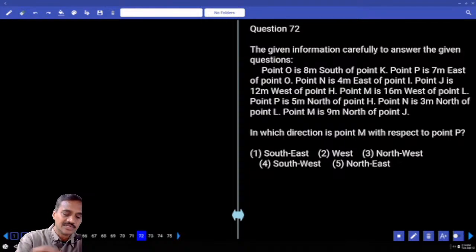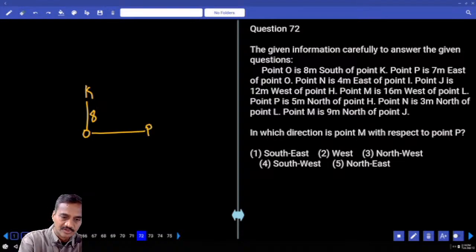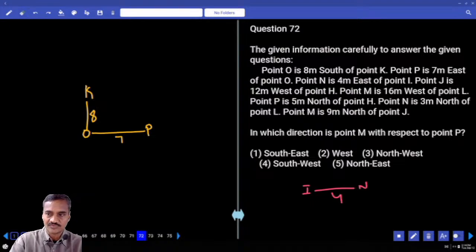Now O is 8 meters to the south of K. Where is K? O is 8 meters to the south of K, the distance is 8 meters. And P is 7 meters to the east of O. Now this is P, which is 7 meters to the east of O. N is 4 meters to the east of I. I is here, and N is 4 meters to the east of I.